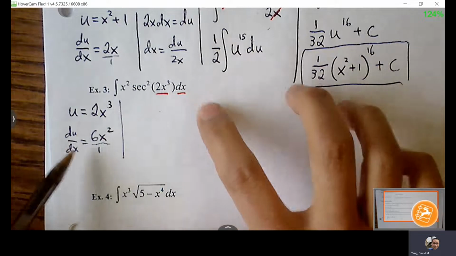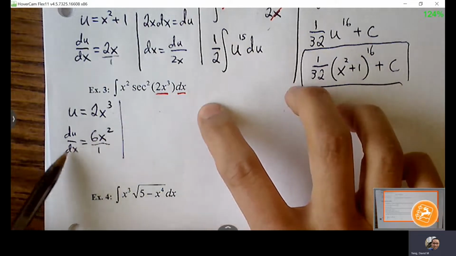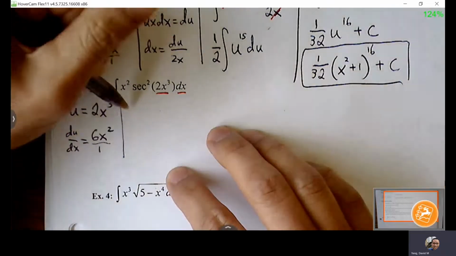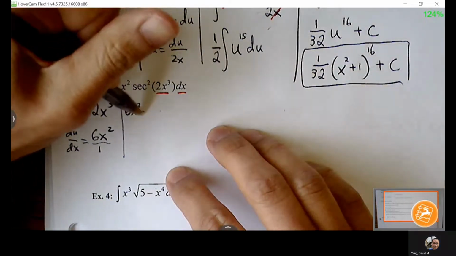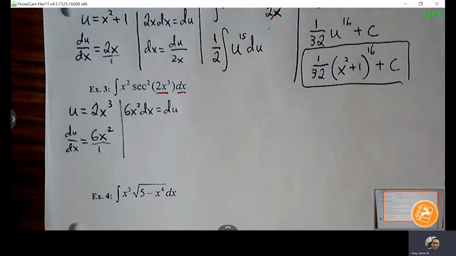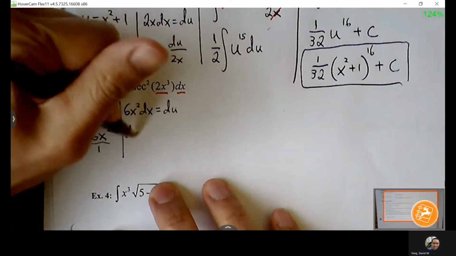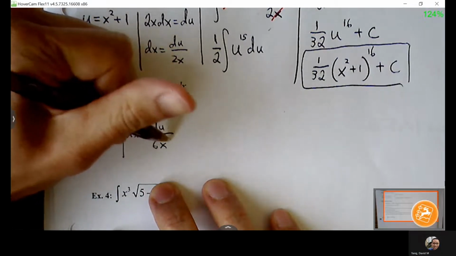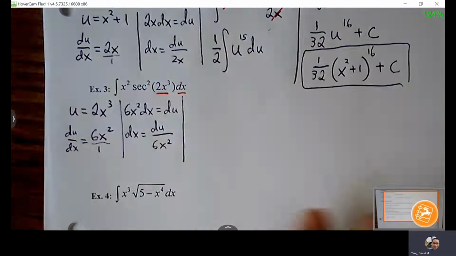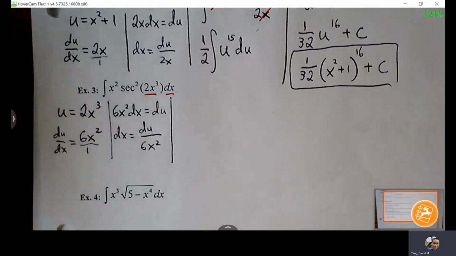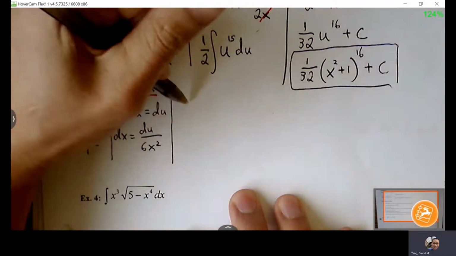Next up, we want to solve for dx. Let's make our way towards that. Cross multiply, 6x squared dx equals du. Solve for dx. And we're just going to substitute what we underlined in red. Everything else, bring back into the problem.